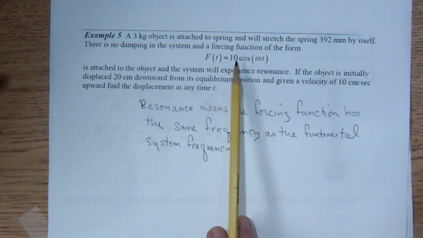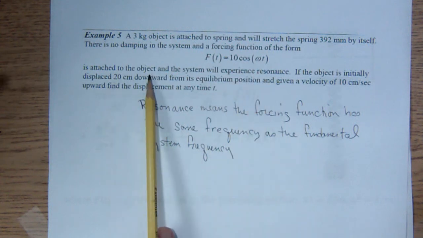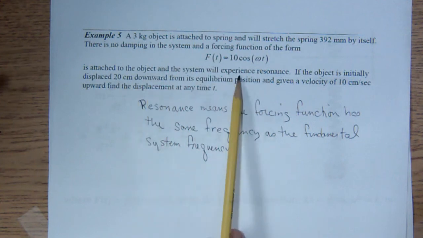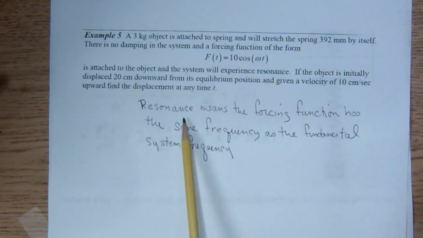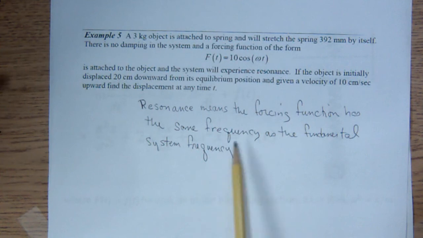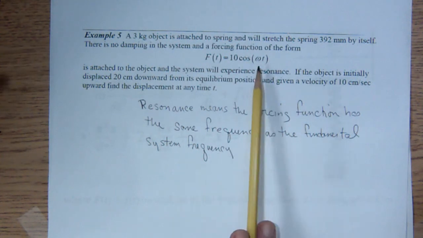Capital F of t is equal to 10 cosine omega t, and that's attached to the object. So what we have is a forcing function. And we say the system will experience resonance. Now resonance means that the forcing function, this one here, has the same frequency as the fundamental system frequency. And we'll talk about that.